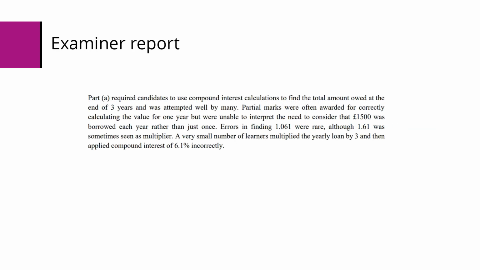So the examiner's report says that this is often attempted very well. Some students were able to work out how much the initial £1,500 would incur in interest, but were unable to deal with the additional borrowing each year. Generally, students were using the correct multiplier, and a small number of students did calculate compound interest of 6.1% on the £4,500, misreading the question a little bit there.